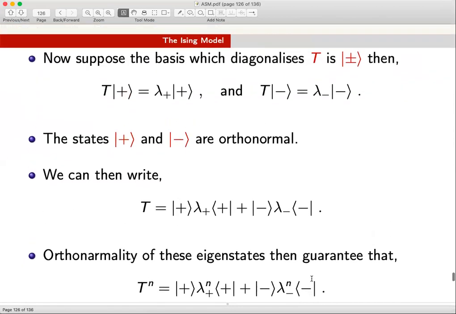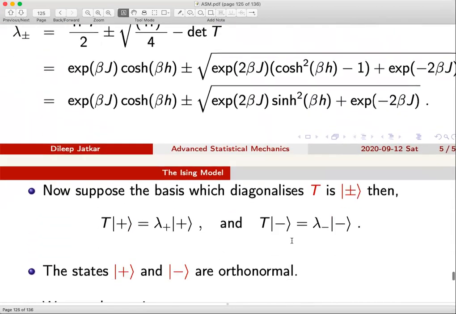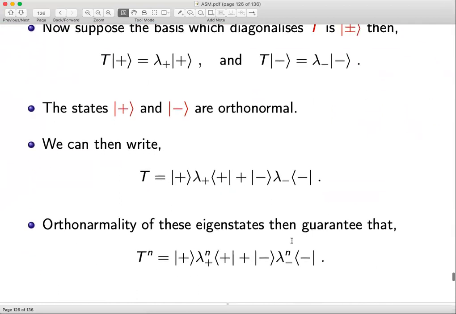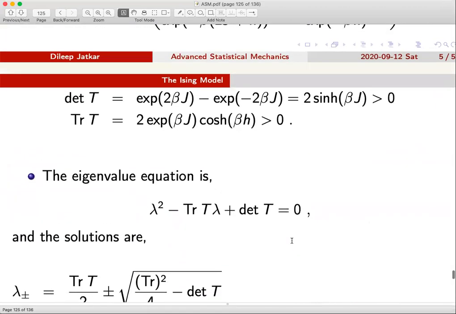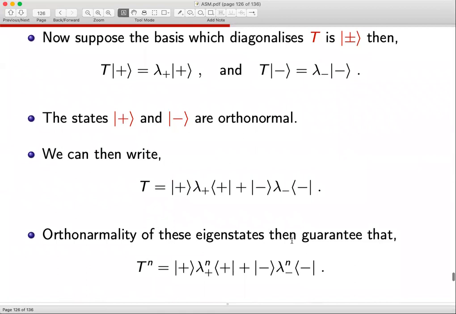So all of you are following this one? Sir, if T was not symmetric already, then how would it be diagonalized? Like, if you are writing T as plus ket lambda plus plus bra, and the other minus one, it manifestly becomes a symmetric matrix. Manifestly diagonal, actually. Not just symmetric, diagonal. Since it is diagonal, it is also symmetric, of course. So any transformation will leave it symmetric.